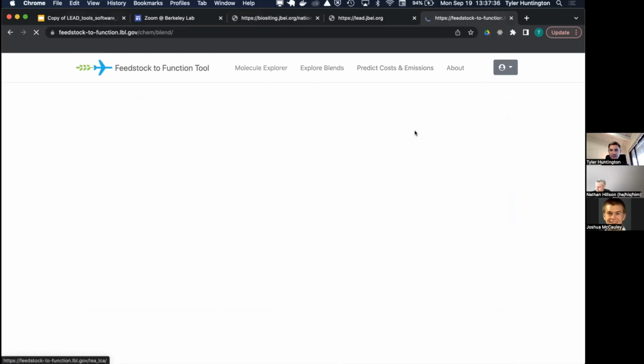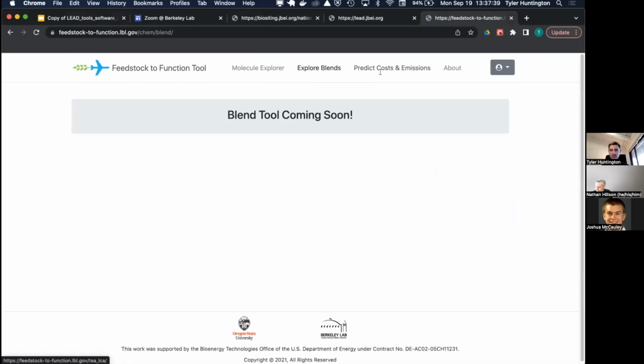The blend interface is still under development, so we haven't actually made this available to the public quite yet, but it'll be coming soon, hopefully. It will give you some of that capability that I described: choosing two different fuel molecules, defining how much of each one you want to blend in proportion with the other, and then using the machine learning models to predict properties of that blend. So that's the plan there.